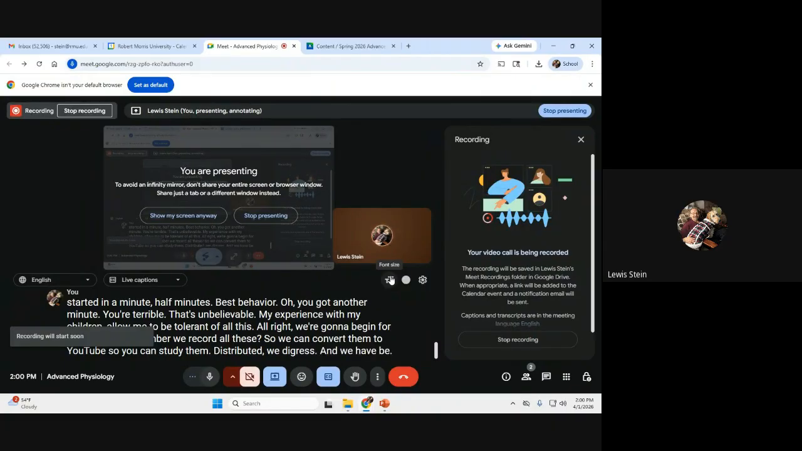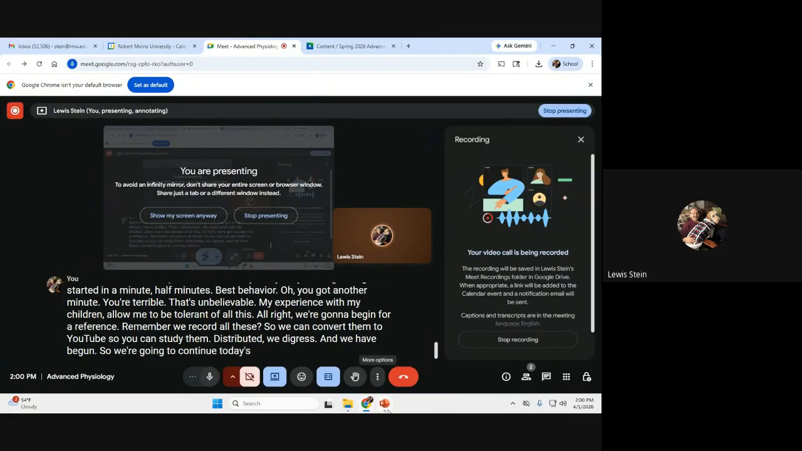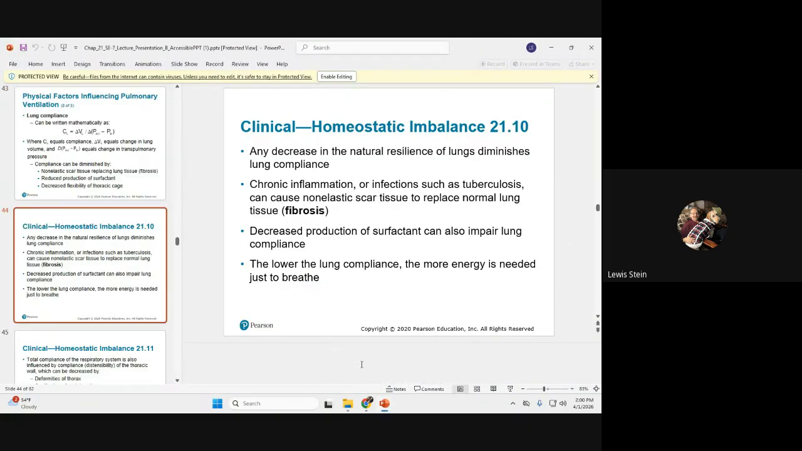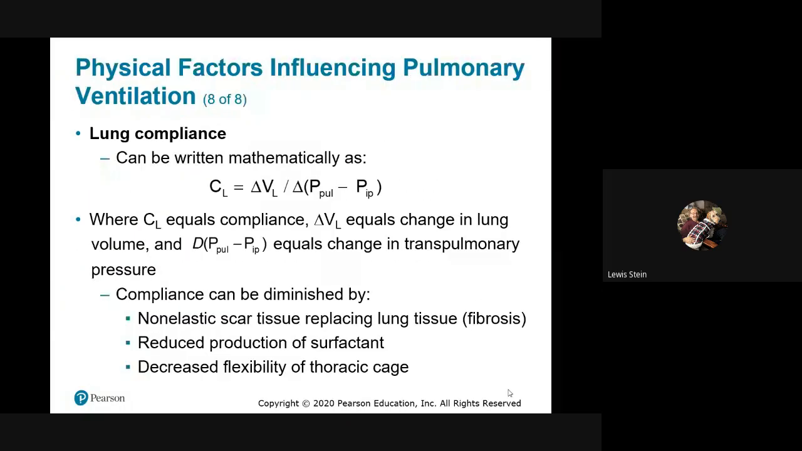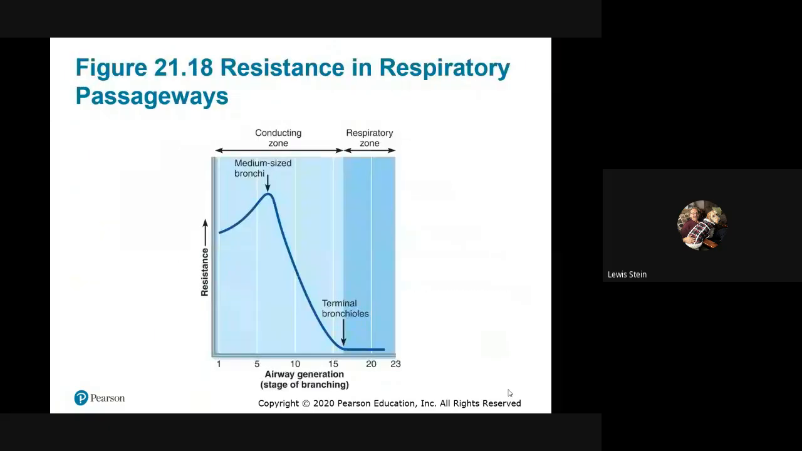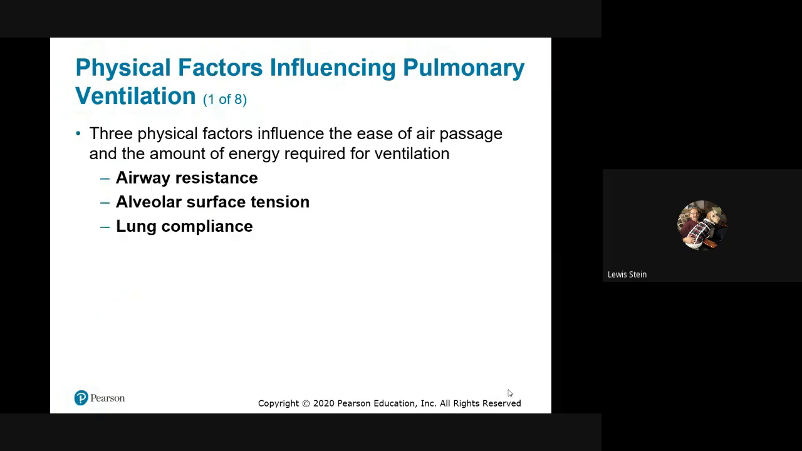And we have begun. So we're going to continue today's unit. As you can see up there, we're dealing with respiratory. This is a continuation from where we left off. Just to backtrack a little bit, we were talking about the three factors, and we're just about done, that really played a significant role in respiratory air movements and our ability to obtain proper pulmonary ventilation, allowing the oxygen and carbon dioxide to exchange.